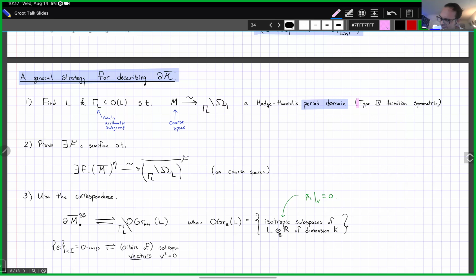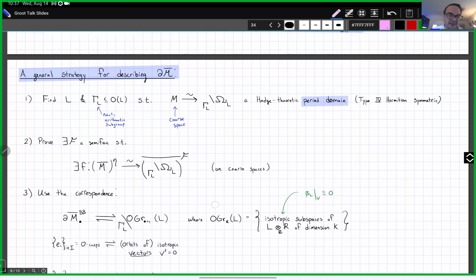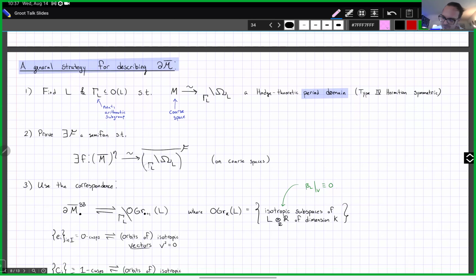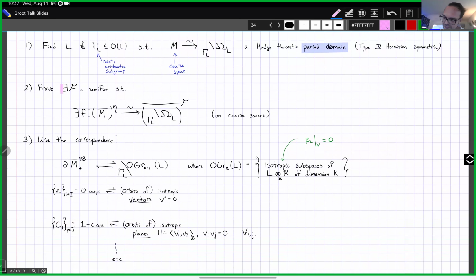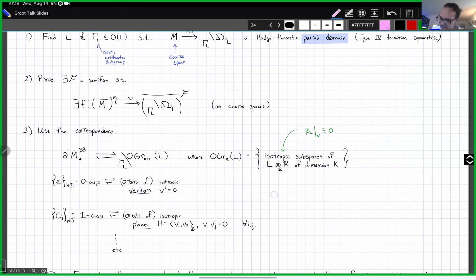And so in our cases, this will be what's called a type 4 Hermitian symmetric domain, which means that it falls into a certain classification, and in particular, it admits a Baily-Borel compactification. You then try to prove that you can find some semifan such that when you take the KSBA compactification and normalize it, that's isomorphic to some semitoroidal compactification of this period domain, at least at the level of coarse spaces. And now you study this object, this classifying space of Hodge structures.